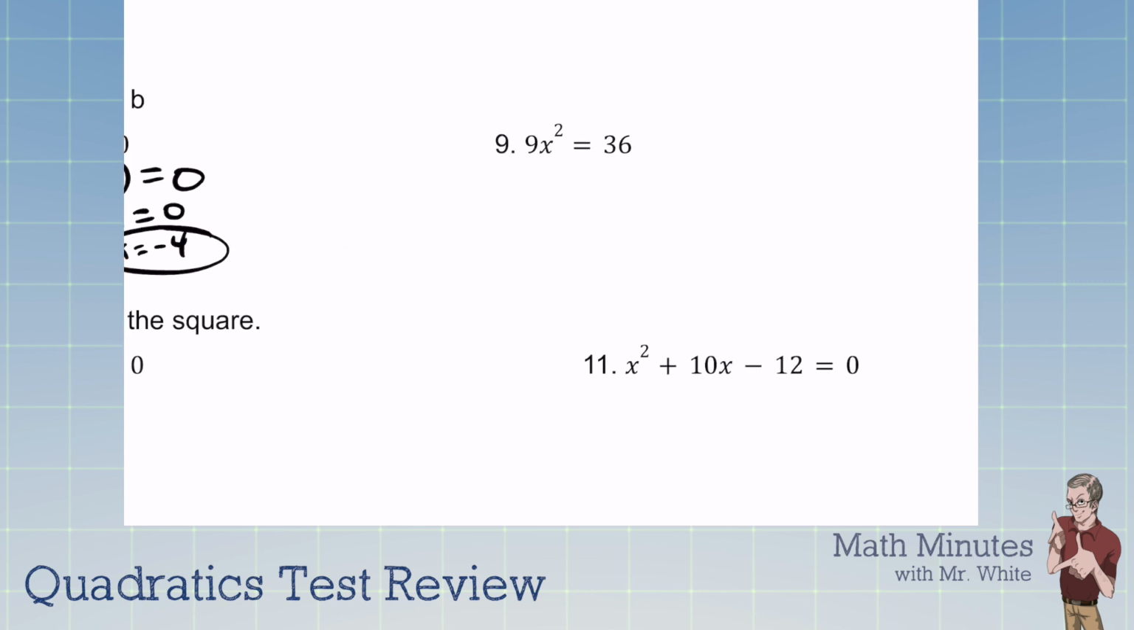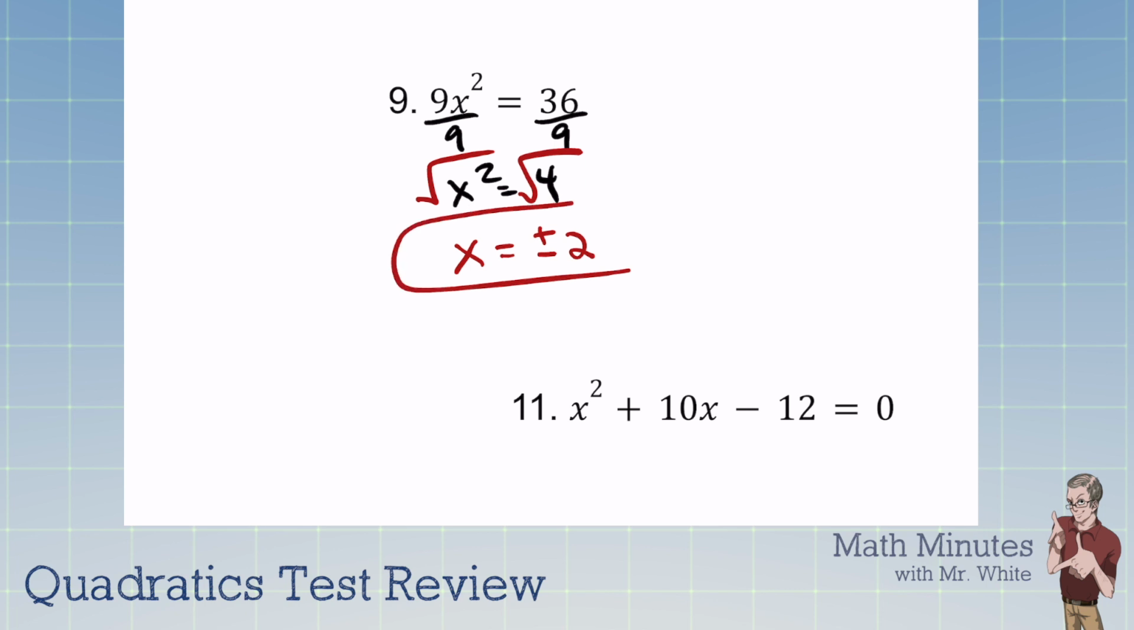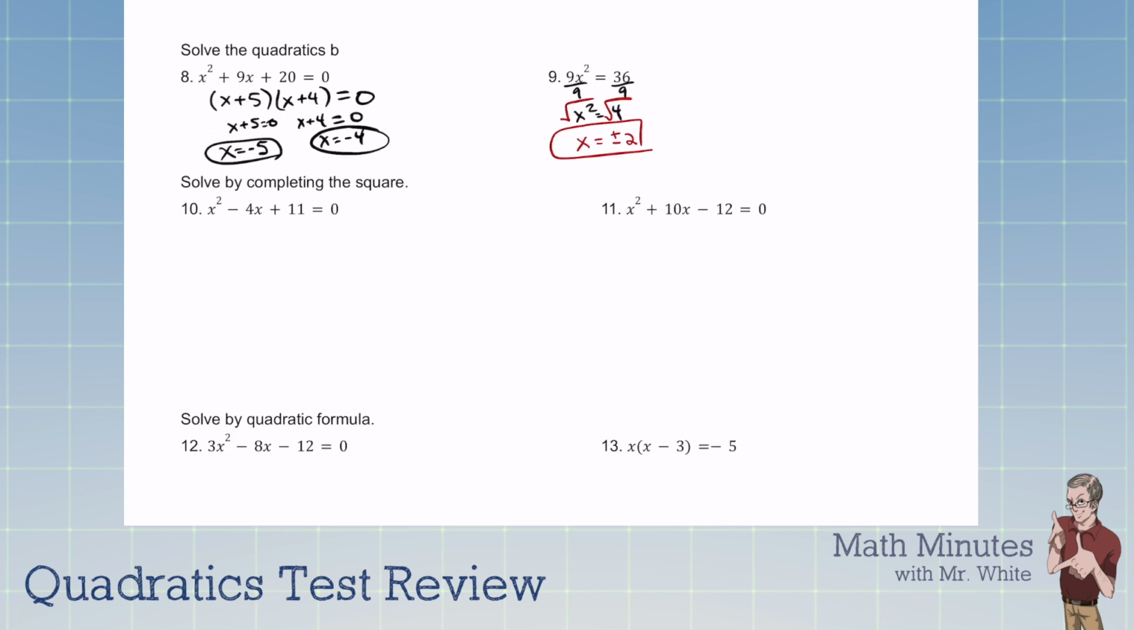Now on number 9 off to the right here, I see that there's no middle term, so I'm thinking I can either factor it or I could use a square root on both sides. So if I divide both sides by 9, I get x squared equals 4, and then I could hit it with a square root. And remember, whenever you square root both sides of an equation, you always get two answers. Plus or minus 2 would be the solution there.